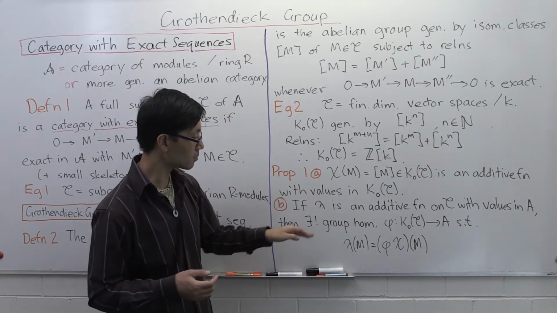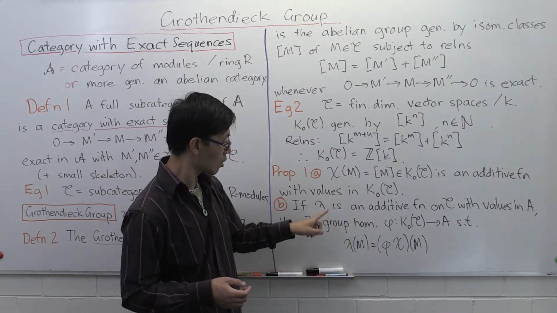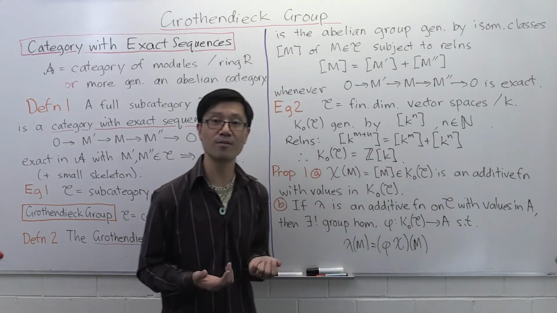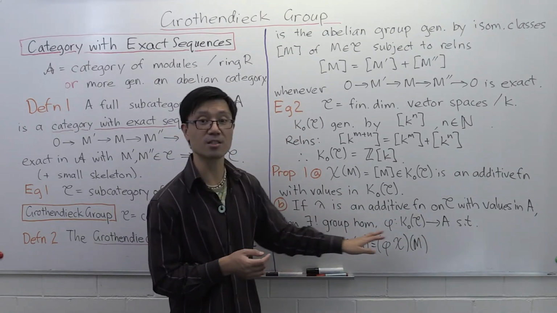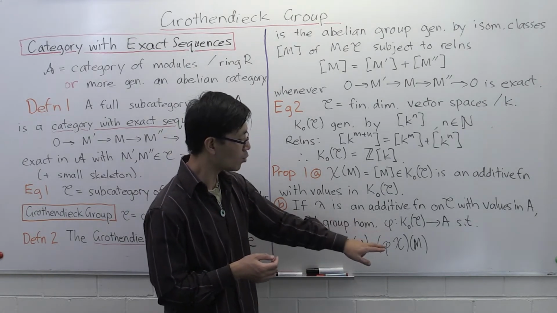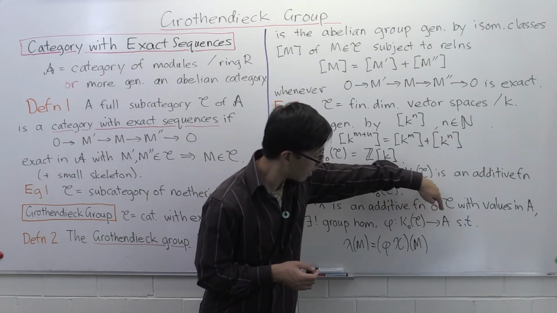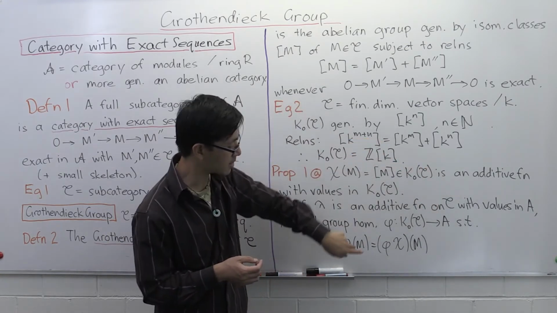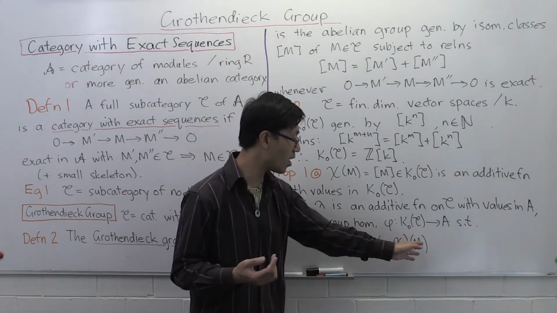So how's that? Basically, there exists a unique group homomorphism phi from this K0 of C to A. And how is it defined? What special property does it satisfy? It satisfies this special property here. If you take chi of M, which is inside this K0 of C, and apply this phi to it, then you'll get an additive function from this category C to A, and that's exactly the lambda that you have here.